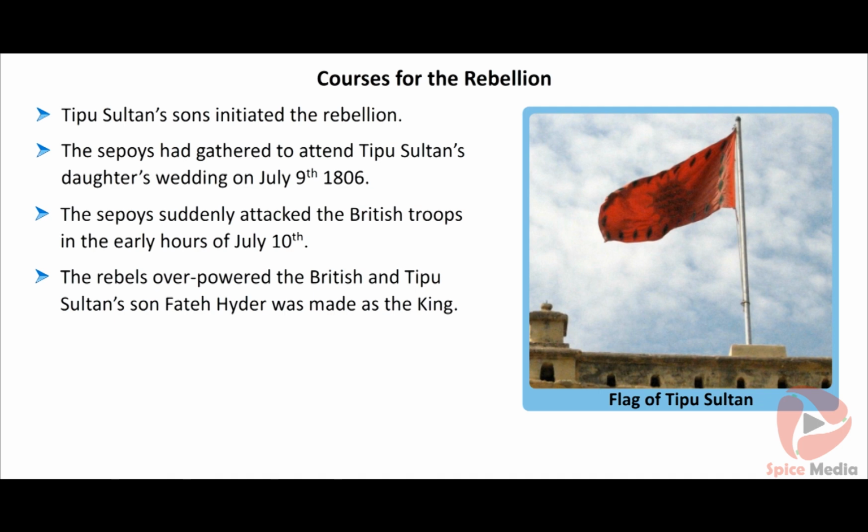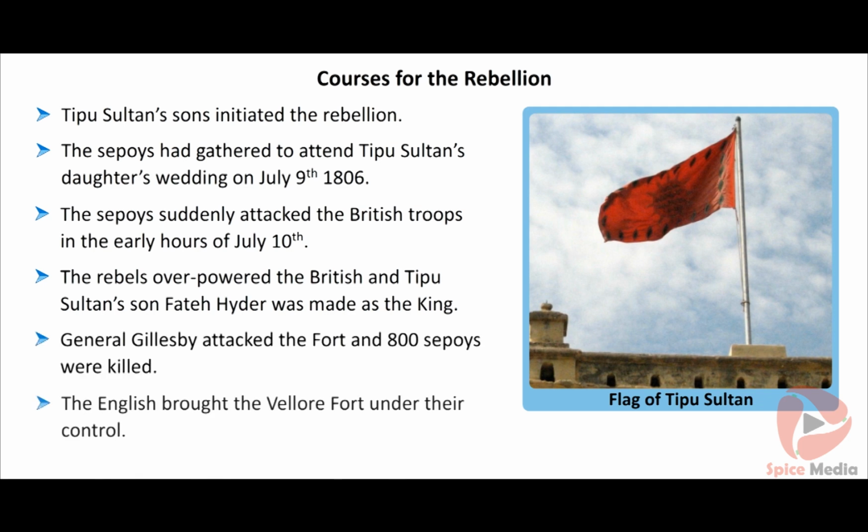Major Coots rushed to Arcot to inform General Gillespie, and the general entered the unarmed fort with a big army and attacked the rebels. 800 sepoys were shot to death and some were hanged to death. Thus, General Gillespie brought the rebellion to an end. The English brought the Vellore fort under their control and peace was re-established at the fort.